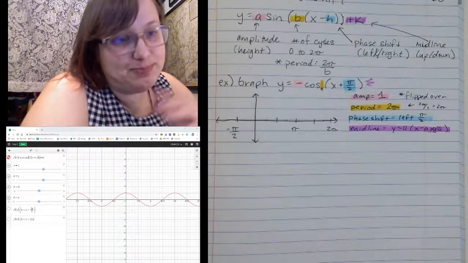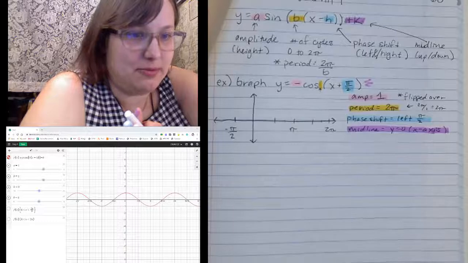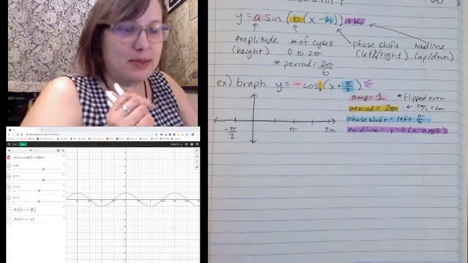Is that too dark? Maybe. Let me lighten this up. Might be already way lit up. I don't know. Now that got a little better.